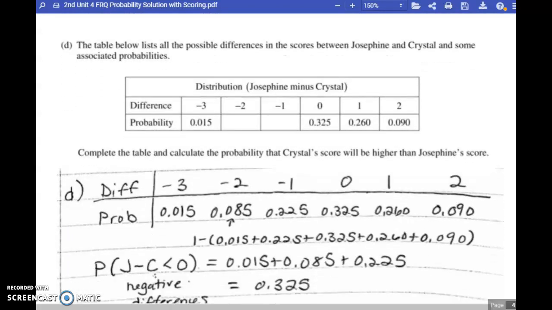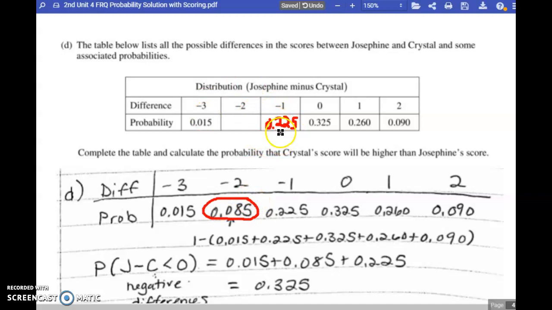And then I go into part D. The table below lists all the possible differences in scores between Josephine and Crystal and some associated probabilities. We all know these probabilities have to add up to 1. We just calculated this probability was 0.225 in the previous problem. So now to figure out our only missing probability, you would add these all up and subtract from 1. And that would give you this 0.085 that I filled in my solution.